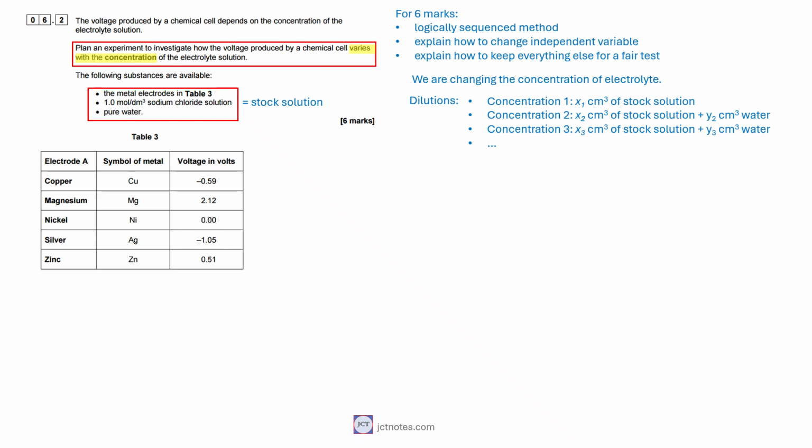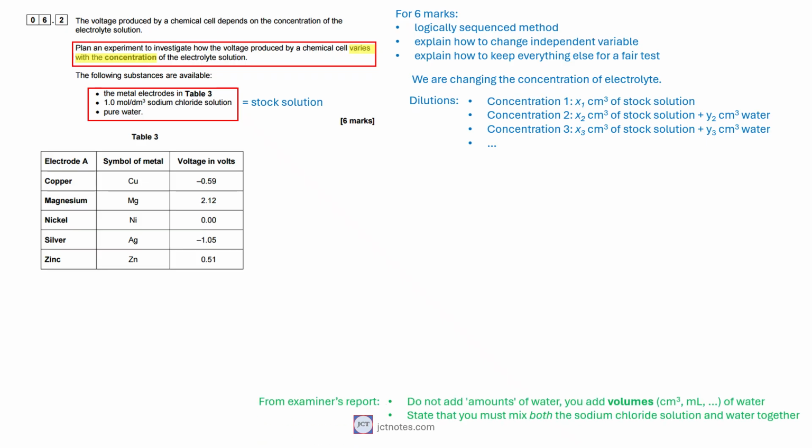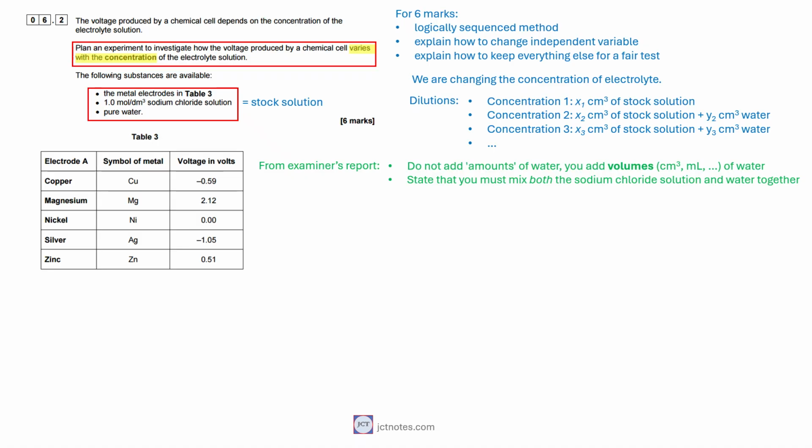By mixing different measured volumes of the sodium chloride solution with different volumes of pure water, we can create a range of concentrations. The examiner noted a major pitfall here. Many students vaguely mentioned adding amounts of water rather than specifying volumes, and failed to clearly state that you must mix both the sodium chloride solution and water together.